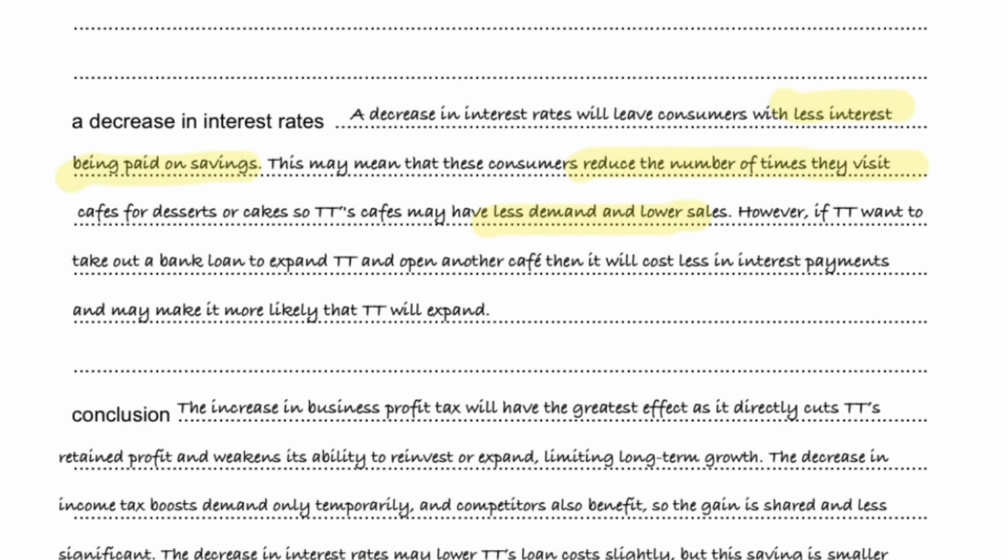Now let's move on. However, if TT want to take out a bank loan to expand, it will cost them less in interest payments and may make it more likely for them to expand. Although it does have a funny start, it does have a knowledge and analysis for the bank loan, and the examiner comment did give this a level 2 mark, so we just need to agree to disagree. All 3 paragraphs are now level 2, so we move on to the conclusion.